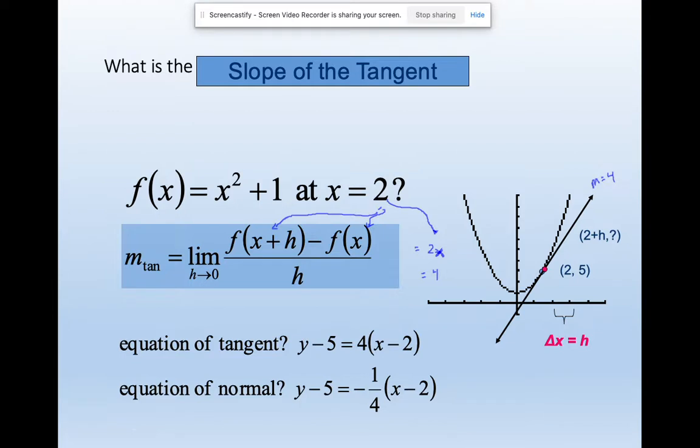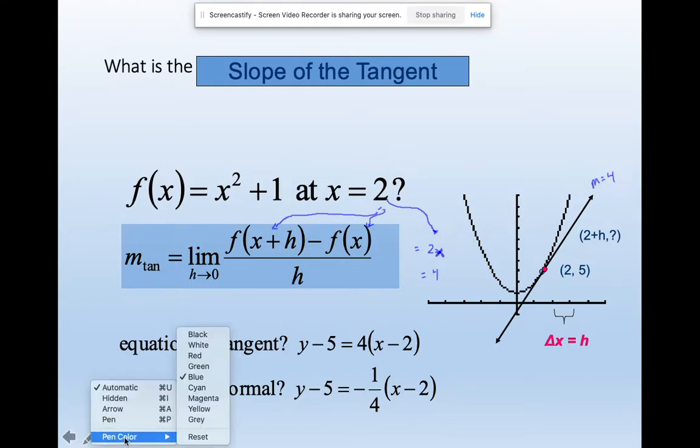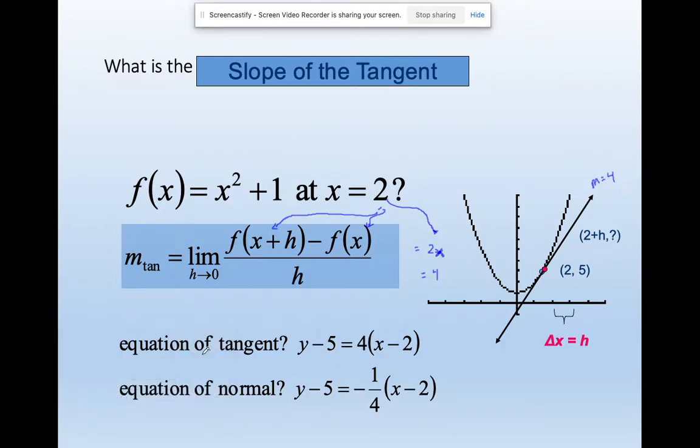And remember, the normal, we said, is not any line that is perpendicular to this tangent line, but it is the line that is perpendicular through the given point of tangency, right?